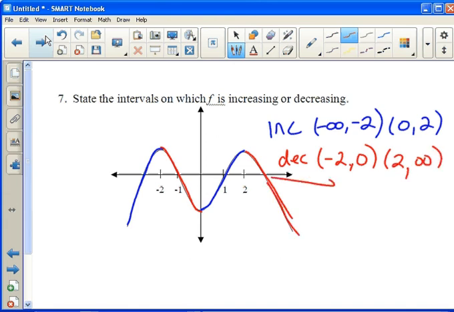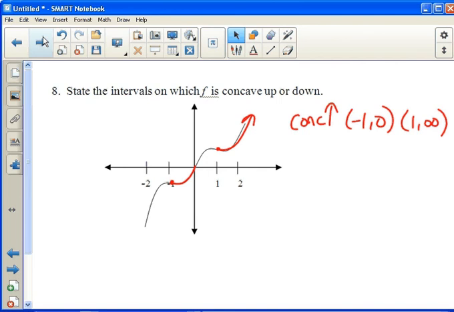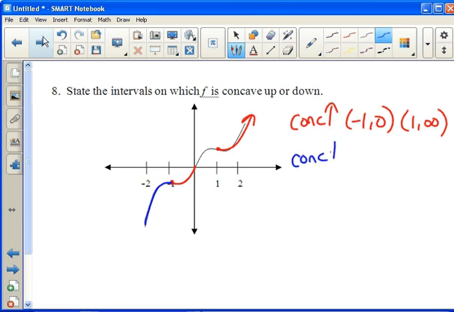8. State the intervals in which f is concave up or down. Well, best I can tell, it's concave up from negative 1 to 0, and then again from 1 to infinity. That's where it's shaped more like a U. Now here, we're shaped more like an N, or lowercase n anyway, so we're concave down from negative infinity to negative 1, and from 0 to 1. Make sure you can recognize concave up and concave down.